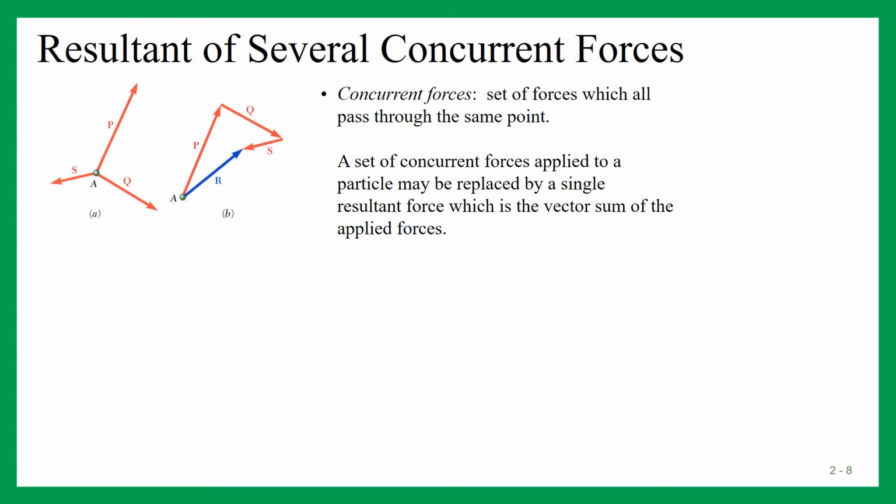Now let us see the resultant of several concurrent forces. Suppose we have a point A. First we should know what concurrent forces are. If all the forces are passing through the same point, then those forces are called concurrent forces. Because these forces P, Q and S are passing through the same point A, they are all concurrent forces.